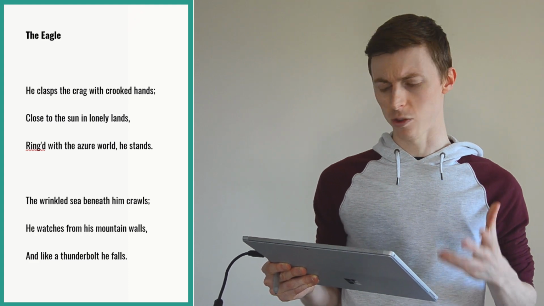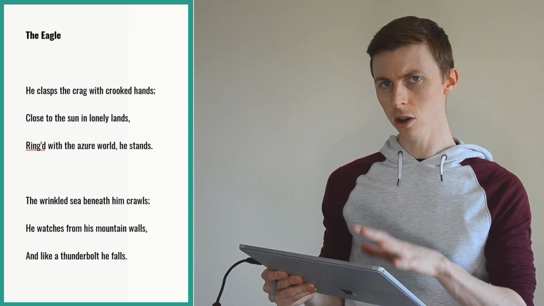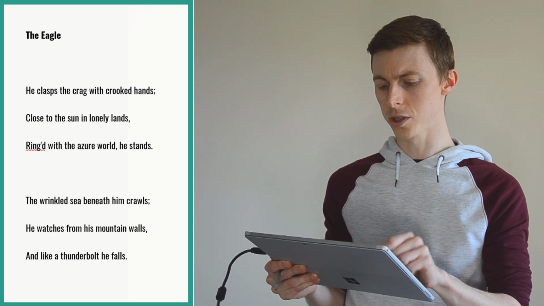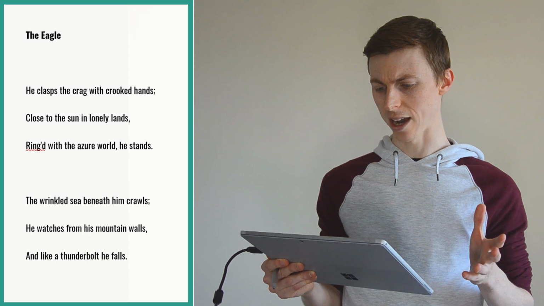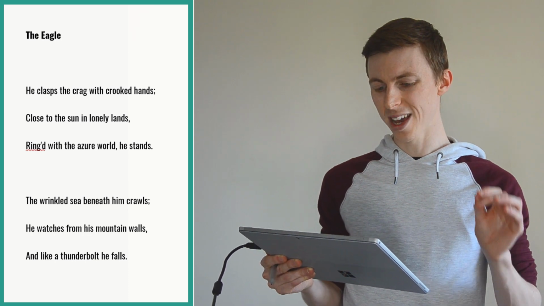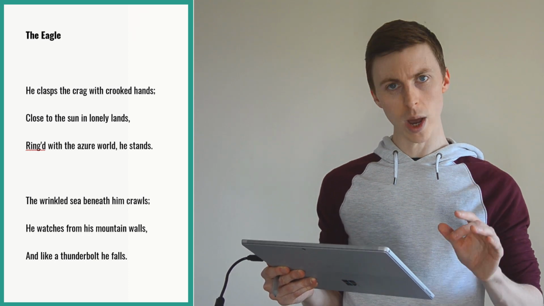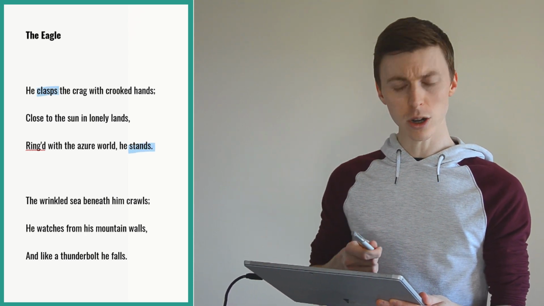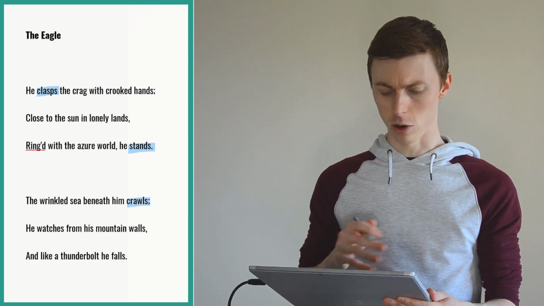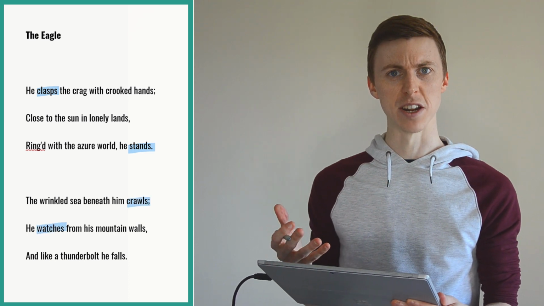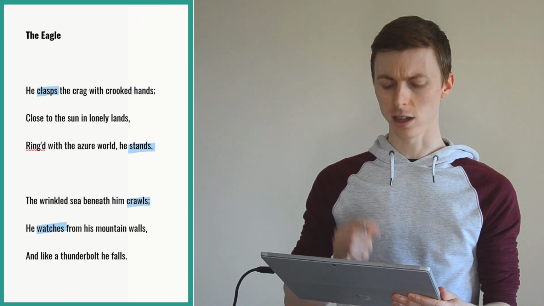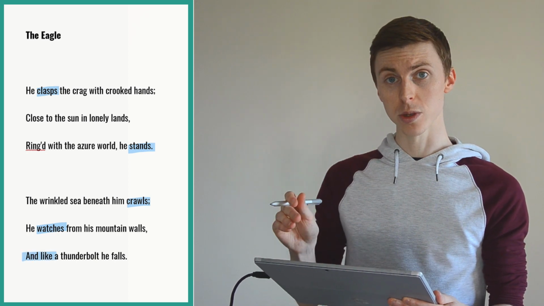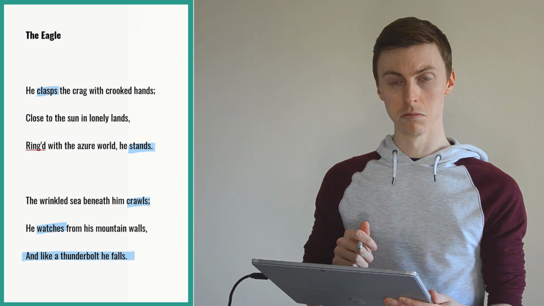So what about events? What happens in the poem? Well, when we look for events, we actually find something quite interesting. There are quite a few verbs in the poem which normally show actions, but most of these verbs actually only show the eagle waiting. Clasps, stands, crawls, and watches all show a lack of movement rather than a lot of energy and action. Only in the final line do we get an actual spurt of real action when the eagle swoops down like a thunderbolt.